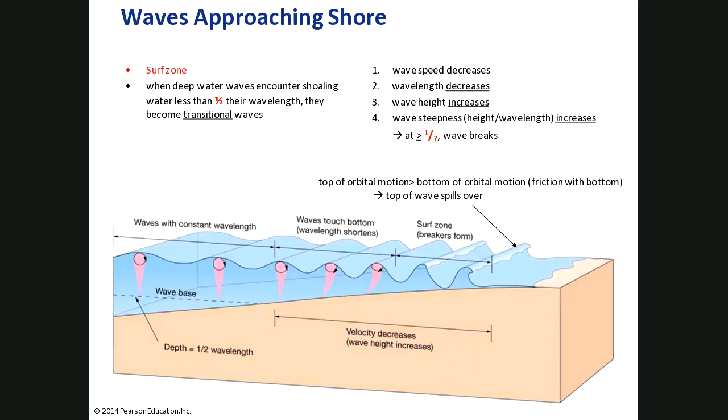All right, so we're moving ashore, the waves are getting closer together, the wavelength is decreasing, but the height is getting taller, and then eventually it falls over when it reaches that 1/7 ratio between the height and the length.